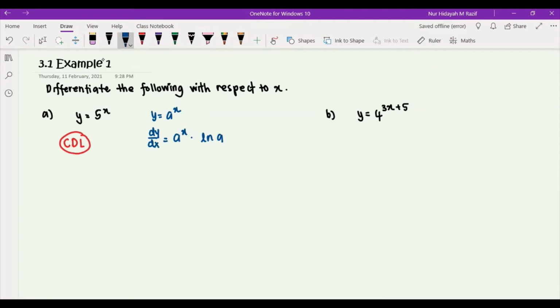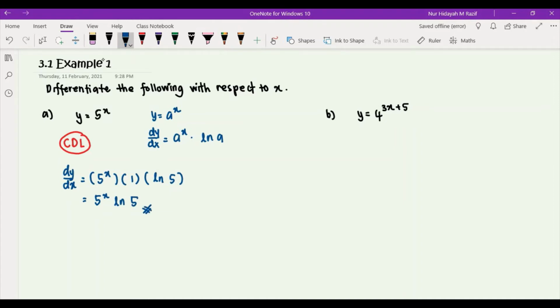So your solution for this question will be dy/dx is actually equals to three brackets. The first one is just copy, so 5 power of x, multiplied by differentiating the power, so differentiate x will get 1. And then the third bracket will be ln of 5. And since the second bracket is 1, we can just ignore that. So your answer will be 5 power of x multiplied by ln of 5.